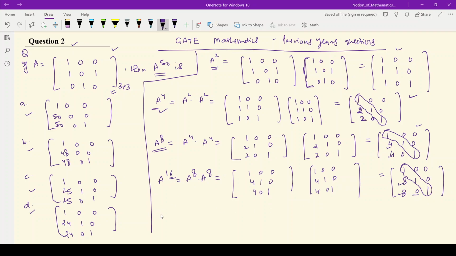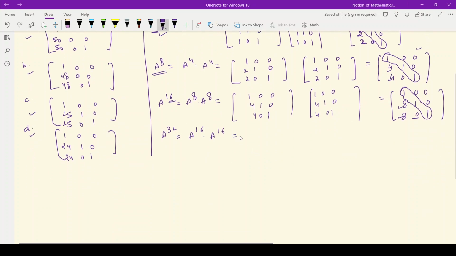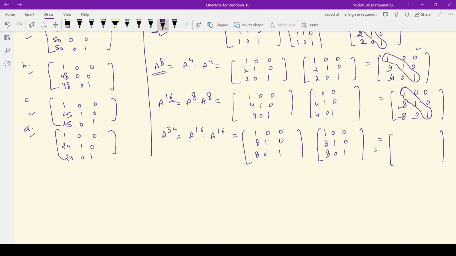Now if I talk about A to the power 32, that will be A to the power 16 into A to the power 16. So it would be the previous matrix, 1 0 0, 8 1 0, 8 0 1, into 1 0 0, 8 1 0, 8 0 1. Its multiplication result will be 1 0 0, 16 1 0, and 16 0 1.